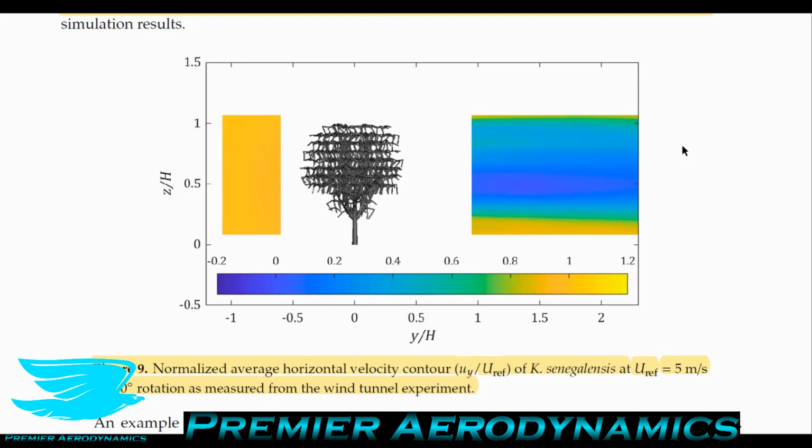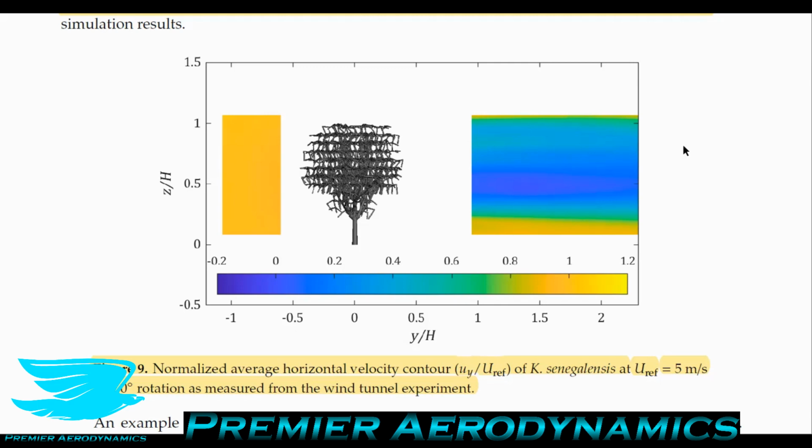And this is for the Senegalesis tree. And interestingly, they say it's for 0-degree rotation. This is important because when you rotate the tree, it obviously has a different geometry facing upstream, and it's a slightly different geometry that the flow sees. They go into it later, how that affects the drag coefficient. So that's important to keep note of the rotation of the actual tree.